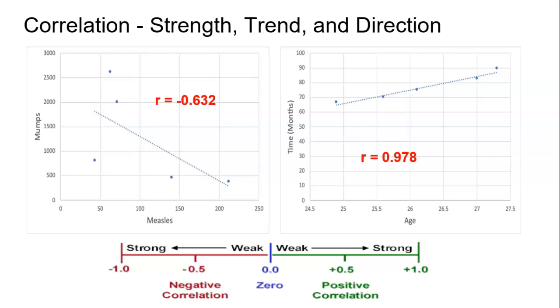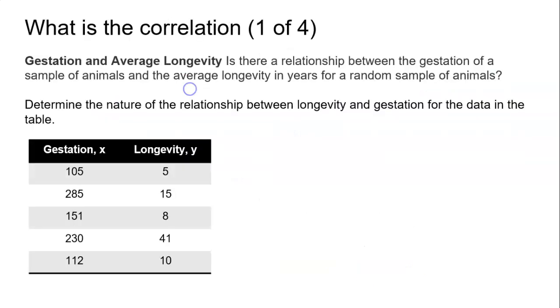And so the correlation value really helps tell us how strong the relationship is. It can tell us the trend and the direction as well. And so what we would like to do, we have an example here about gestation and average longevity. We want to determine, is there a relationship between the gestation of a sample of animals and the average longevity in years for a random sample of animals.